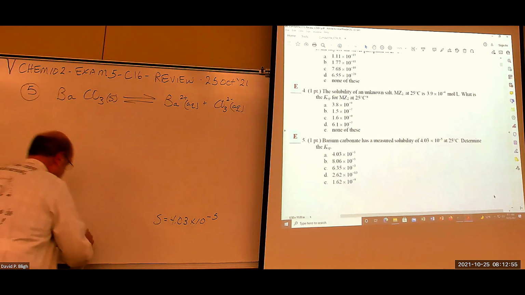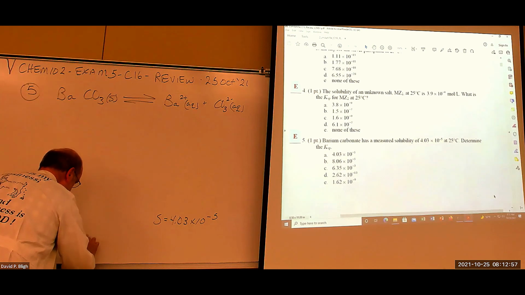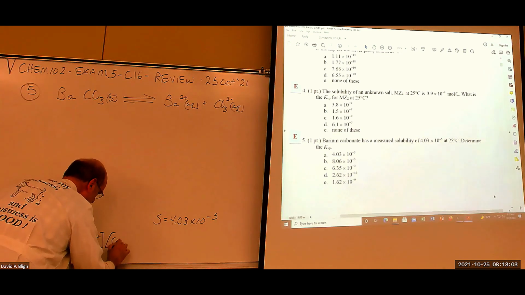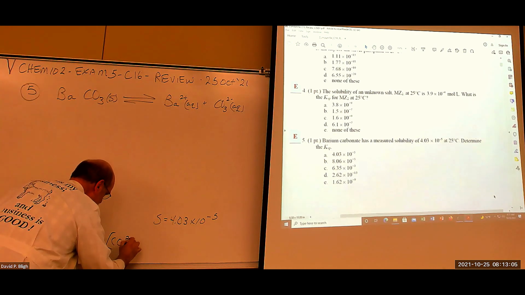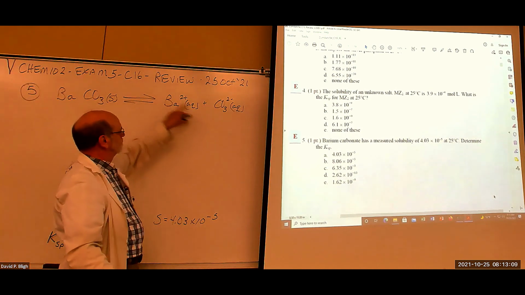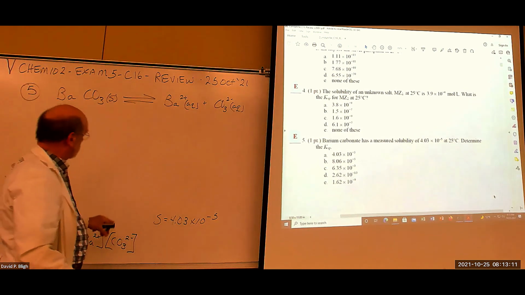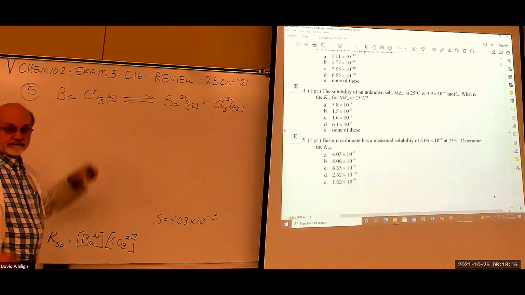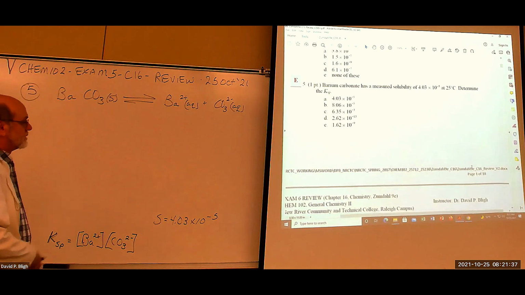KSP expression would be barium times carbonate. No powers? Well, 1 power, 1 power. This one is not part of the expression because it's a solid.